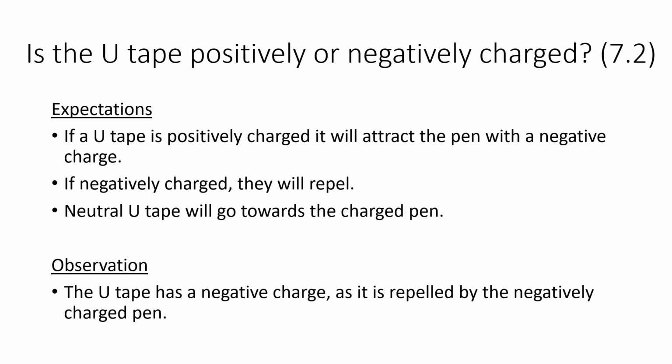To determine whether the U-tape was positively or negatively charged, our expectations are as follows. We can say that if a U-tape is positively charged, it will attract the pen with a negative charge. If negatively charged, then they will repel. And a neutral U-tape should go towards the charged pen. Now, to observe what was true, we can charge a pen, give it a negative charge by rubbing it on cloth or hair. And bringing the U-tape near the negatively charged pen repels, actually. So from that, we can say that the U-tape has a negative charge.